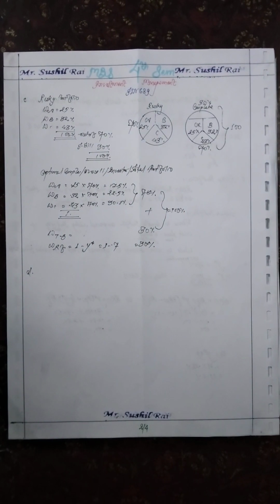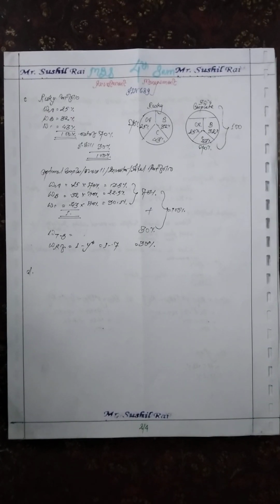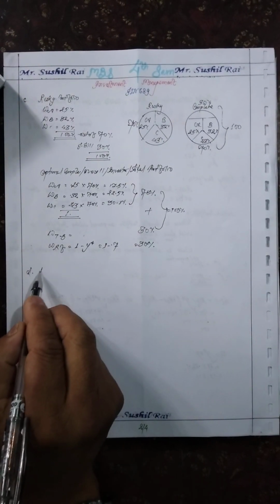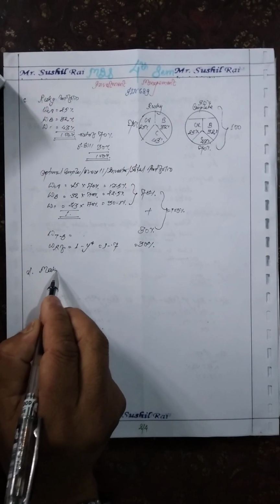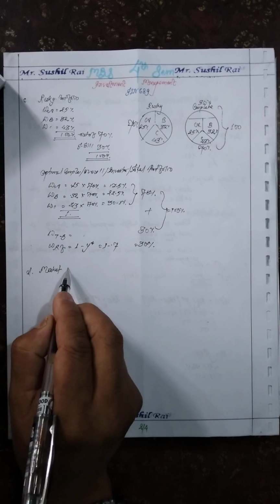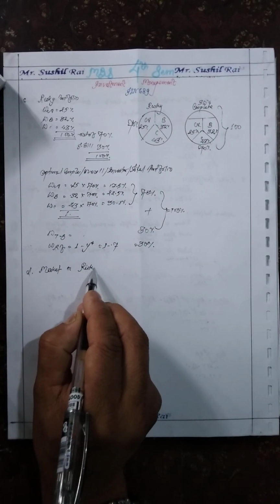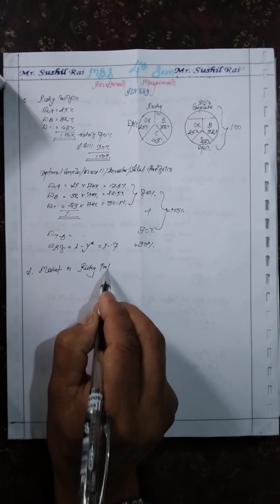D. What is the slope of the capital allocation line, CAL, of your portfolio and Mr. Sharma's portfolio? Are they the same or different? Why? D. Market or risky portfolio.